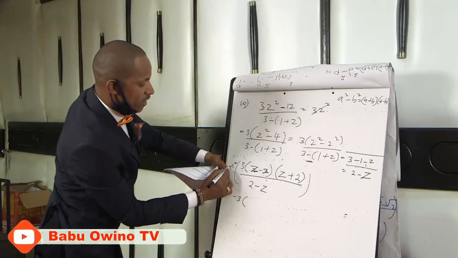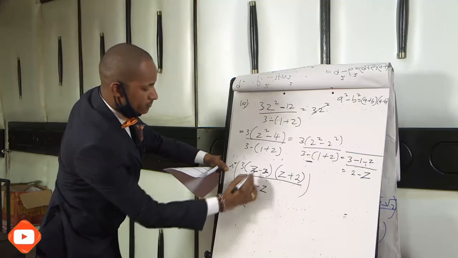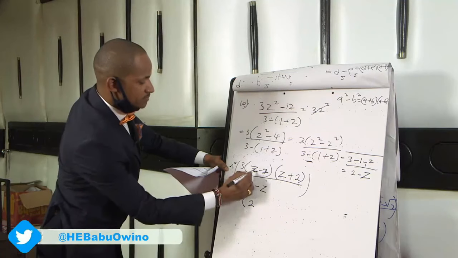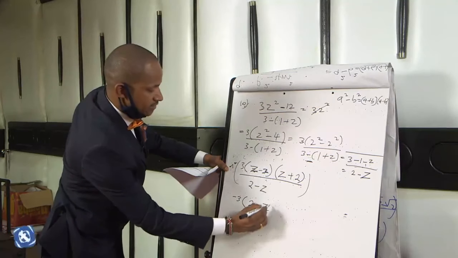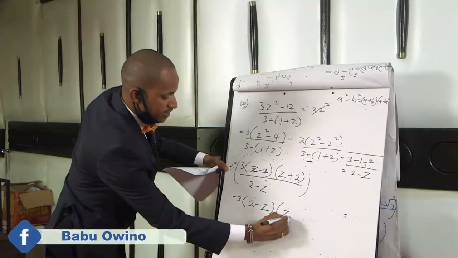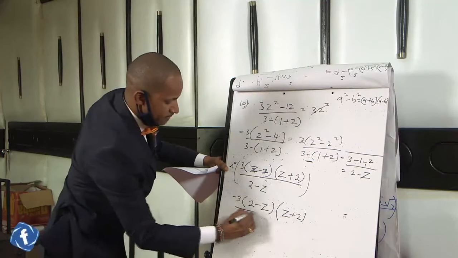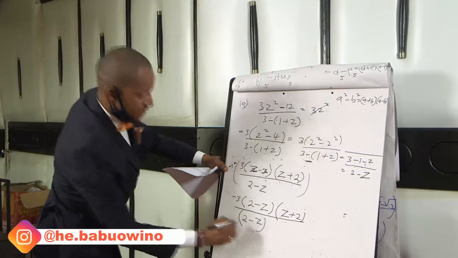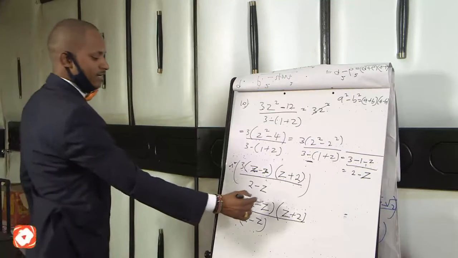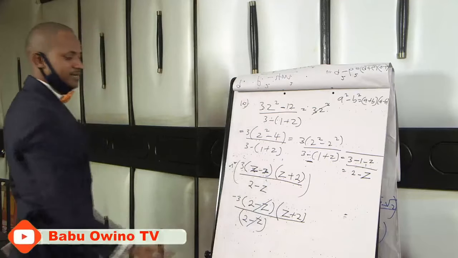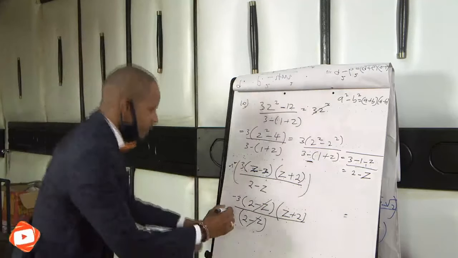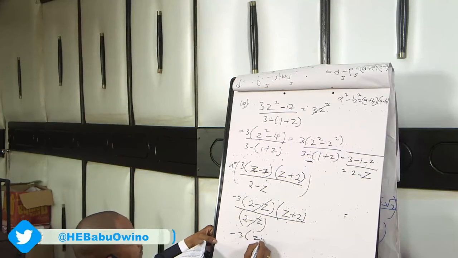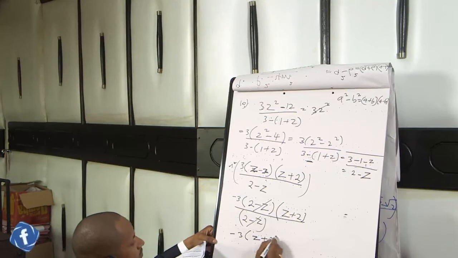z, minus 1 times 2 times minus 2 is 2. Then minus 1 times z is minus z into z plus 2. This remains. You divide by 2 minus z. So we can clearly cancel 2 minus z and 2 minus z. What do you remain with? Minus 3 into z plus 2.